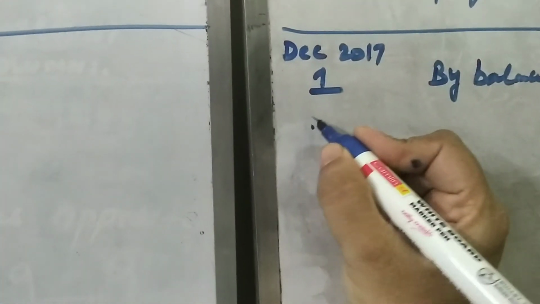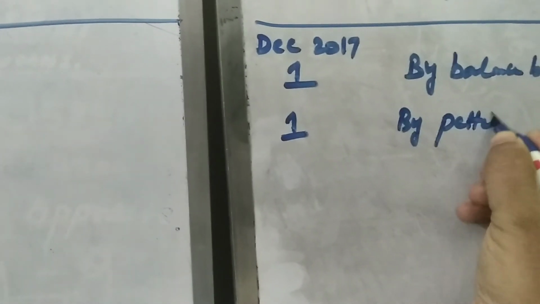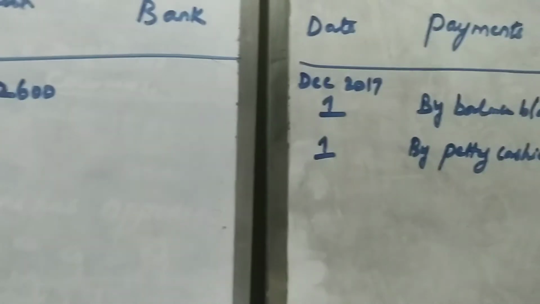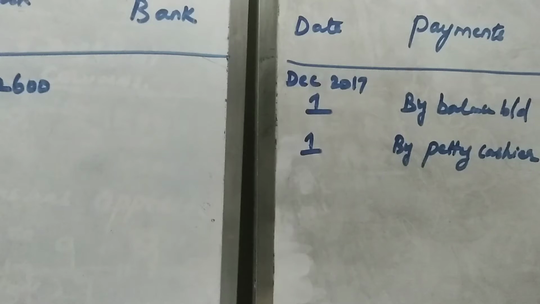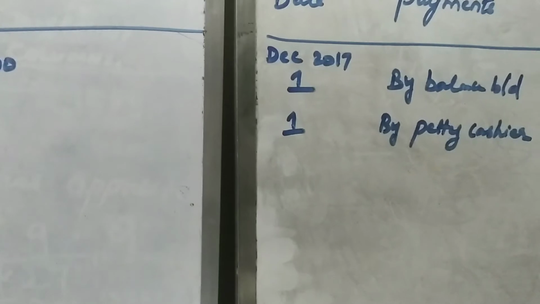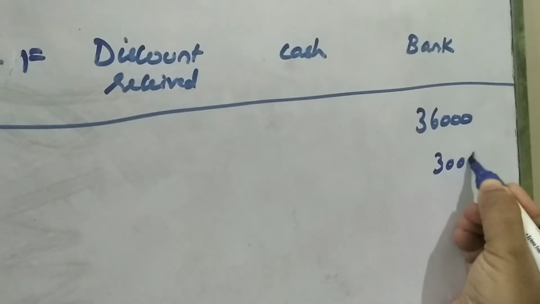Then, advance payment to petty cashier by check, the very same date. On the payment side, first, "by petty cashier", we are making a payment to the cashier who manages petty cash. You call that person a petty cashier. So, by petty cashier, 3,000. Again, this is through check. You are paying the petty cashier through check, 3,000 in the bank column.